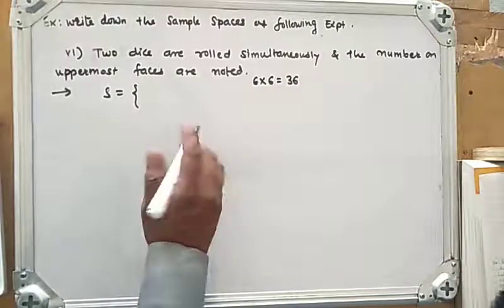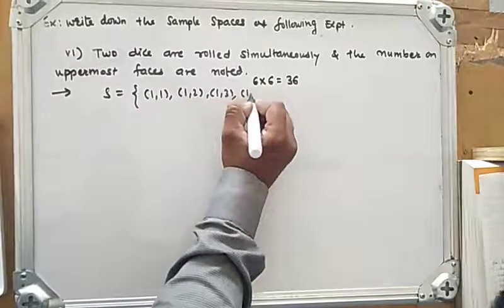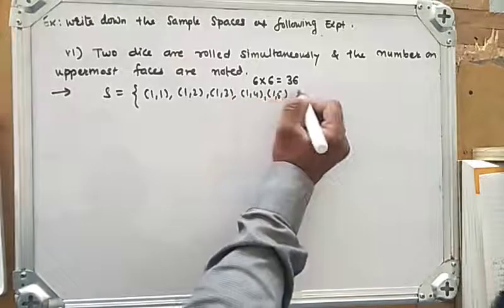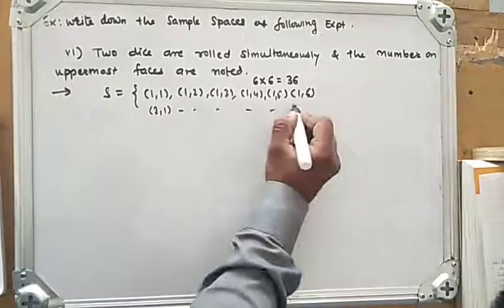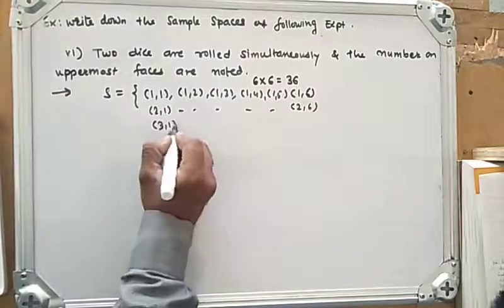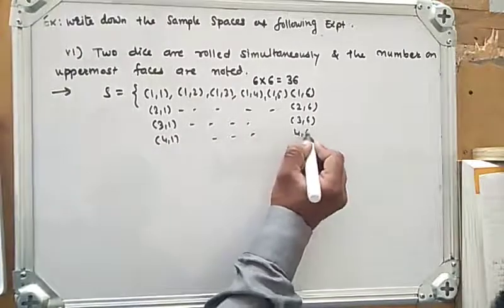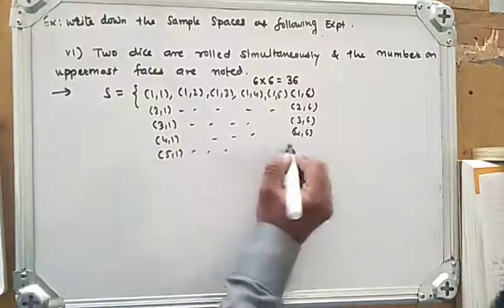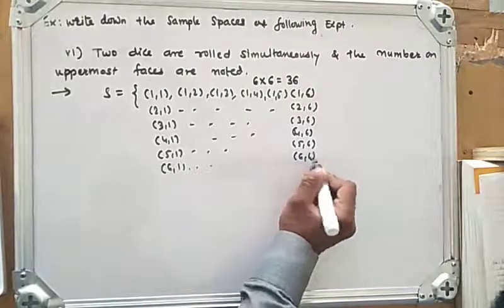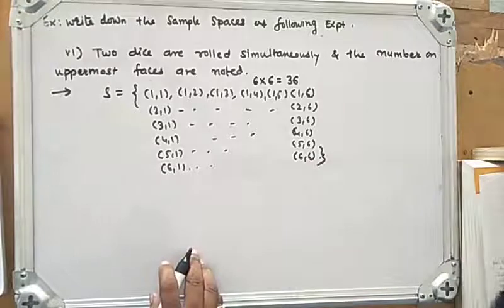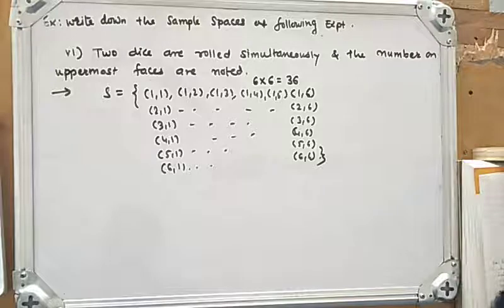So what are the sample points? 1 1, 1 2, 1 3, 1 4, 1 5 and 1 6, right? Next 2 1 and so on up to 2 6, next 3 1 up to 3 6, next 4 1 up to 4 6, next 5 1 up to 5 6, and last 6 1 up to 6 6. So in that case there are 36 outcomes. If I roll 2 dice, we get 36 sample points.